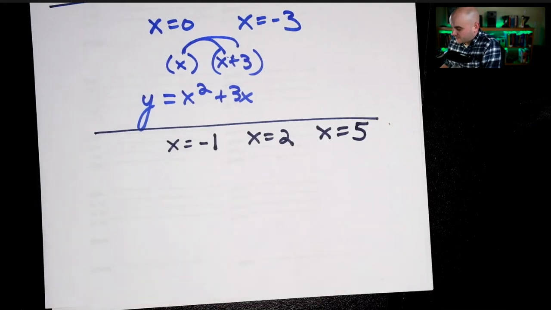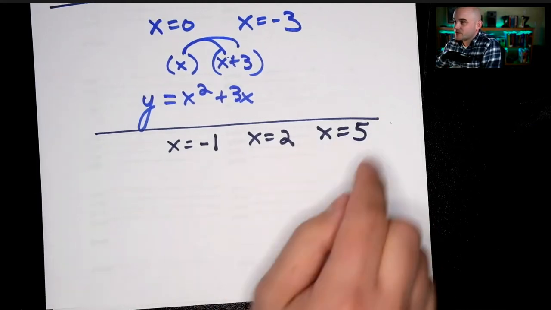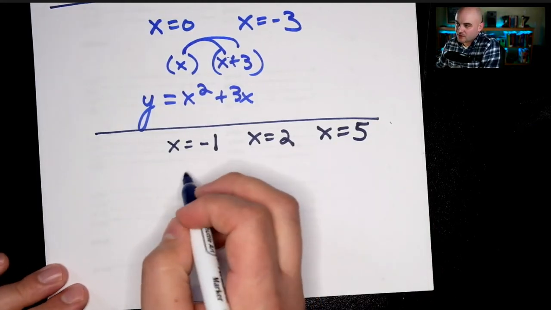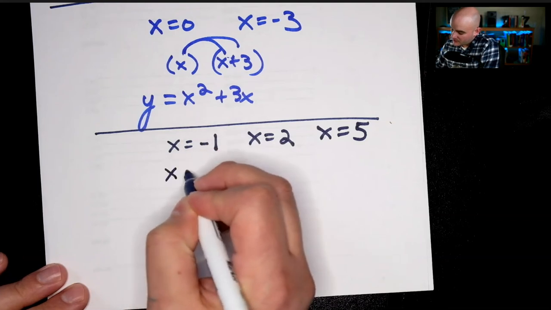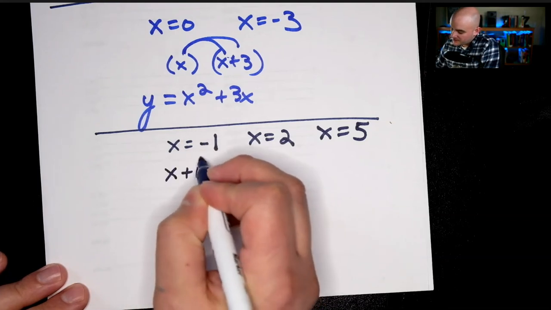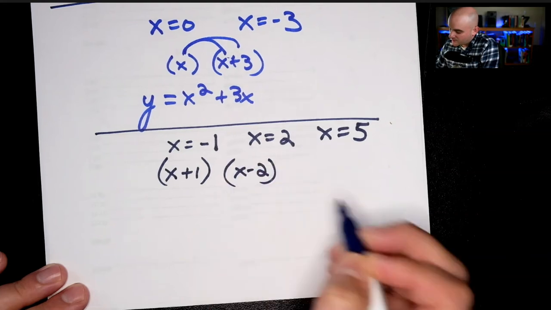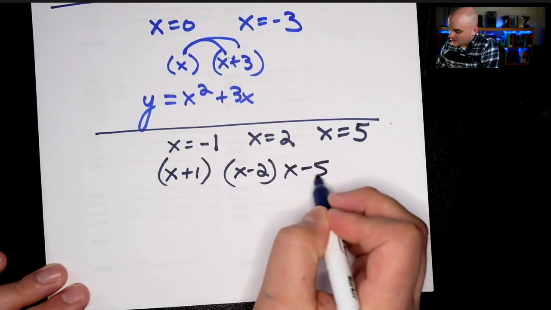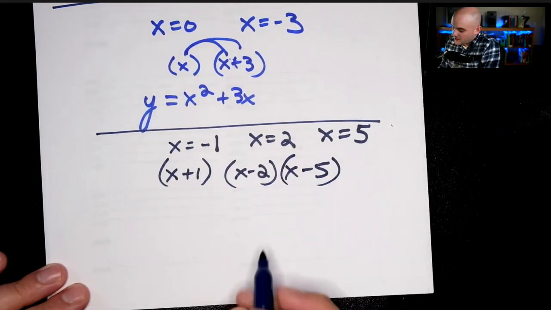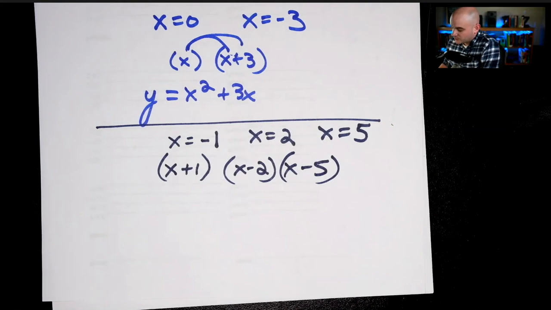So let's find the polynomial that has those for zeros. Doesn't mean it's the only polynomial, but easiest one for us. So I'm going to flip that sign. Okay, x plus 1 is a factor, x minus 2 would be a factor then, and x minus 5 is a factor.